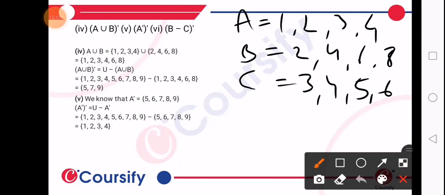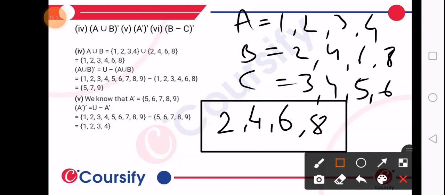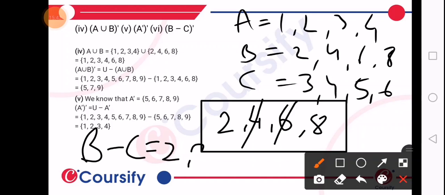In set B, we have 2, 4, 6, 8. In set C we have 3, 4, 5, 6. Now I have to remove those elements from the given B set which are there in C set. Those elements are 4 and 6. If I cross out those two elements, all I am left with is 2 and 8, which is none other than B minus C, that is 2 and 8.